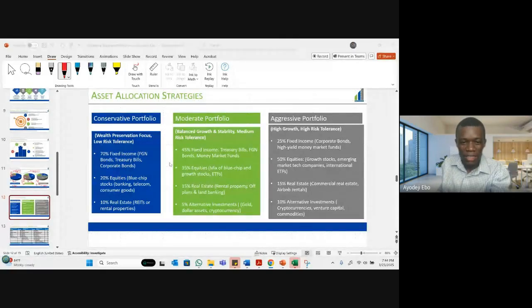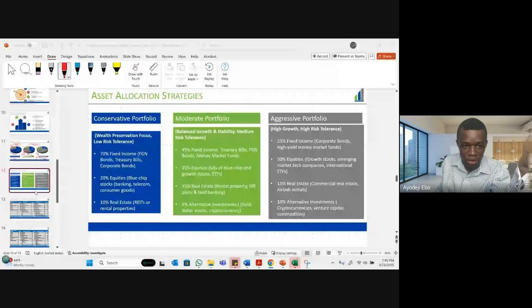Yeah, so asset allocation strategies. A conservative portfolio, like I said, has a wealth preservation focus and low risk tolerance: 70% fixed income, 20%, 10% in equities. We'll look at it. Moderate: 45%, 35% in equities, in real estate and alternatives. If you are aggressive, you're less in fixed income: high growth, high risk tolerance. So those are the different objectives that we can look at.